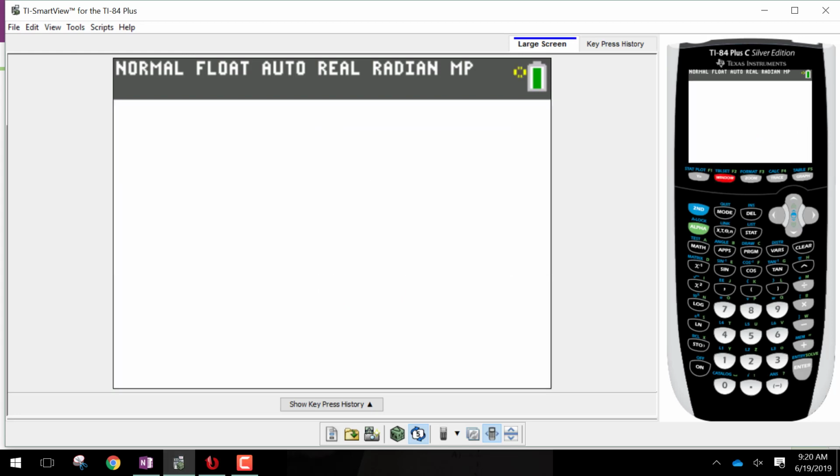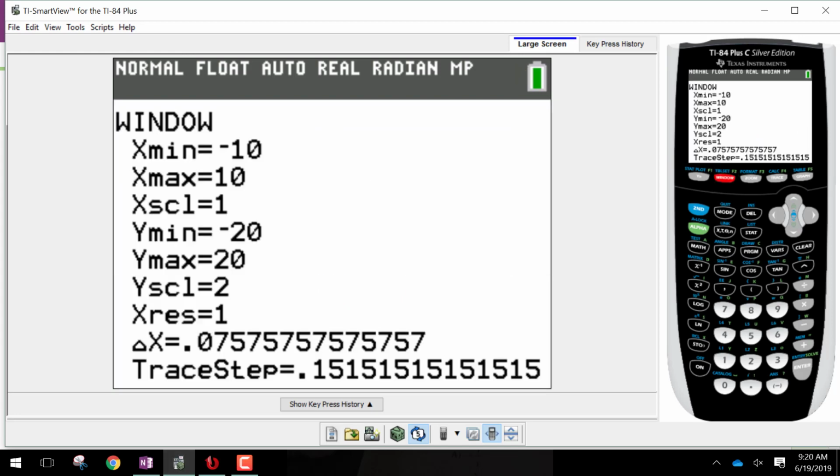And I will show that when I originally put it in, I was okay with my x values, but I changed my y values because I couldn't see my max and my mins. So we are to describe the end behavior.